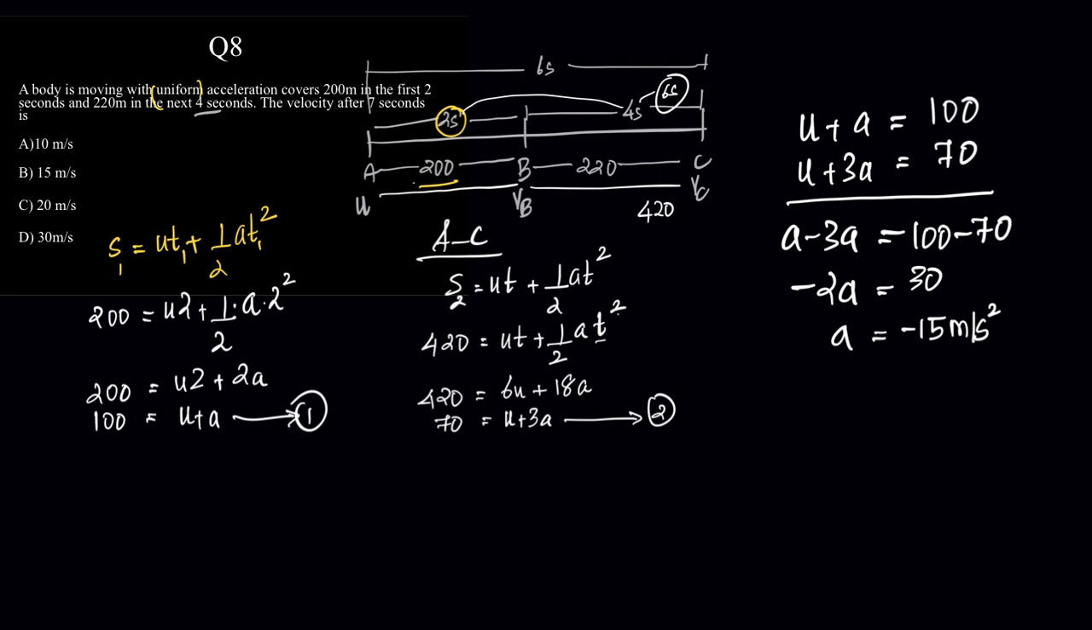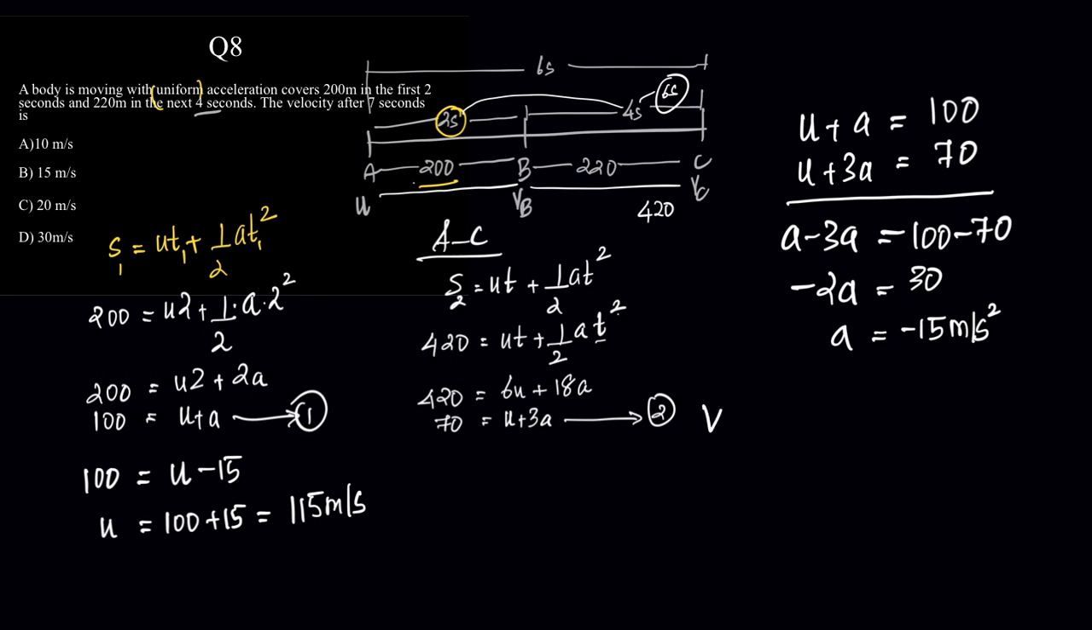Now, since a is equal to minus 15 meter per second square, what can we say from this equation? That 100 is equal to u plus a. A is minus 15, which implies u will be equal to 100 plus 15, that is 115 meter per second. Moving further, what has been asked in the question?